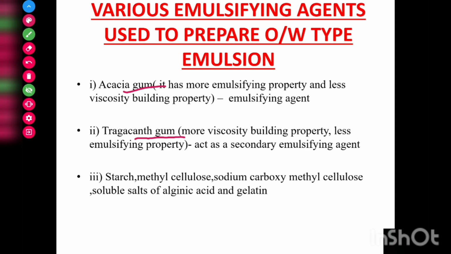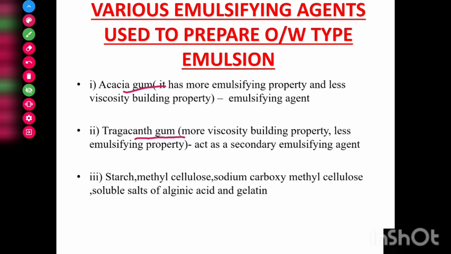Acacia gum has more emulsifying property and less viscosity building property. Acacia gum is used as an emulsifying agent. But tragacanth gum has more viscosity building property. It has less emulsifying property. So tragacanth gum is used as a secondary emulsifying agent.